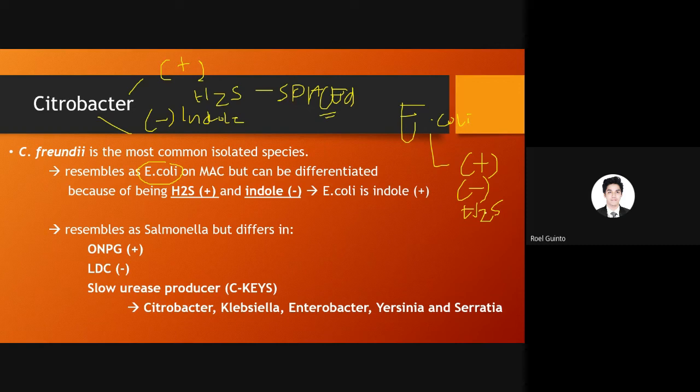So, Citrobacter, napagkakamalan din siyang Salmonella. Pero we need to perform ONPG test and LDC and urease test. Bakit? Salmonella is urease negative. Pero si Citrobacter is urease producer. Pero nga lang, slow urease siya. Tandaan natin yung kanina, C-KISS, for ating slow urease producer. For rapid, balikan lang natin, we have PPM.